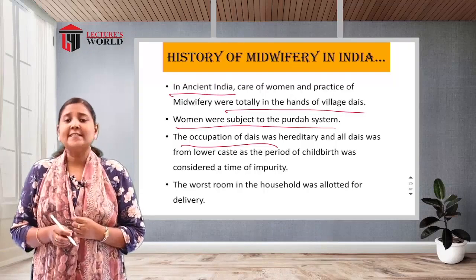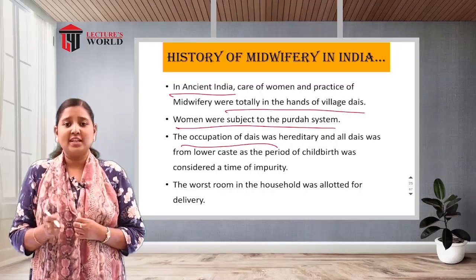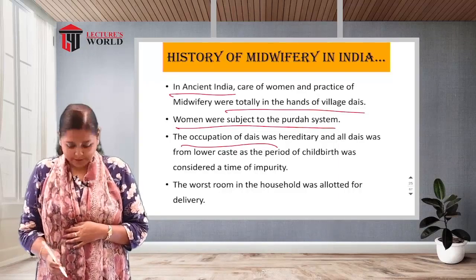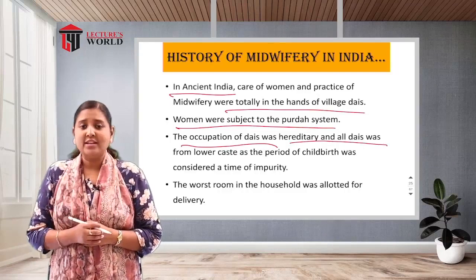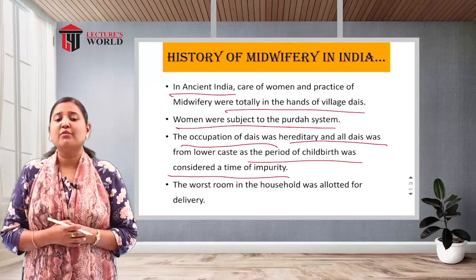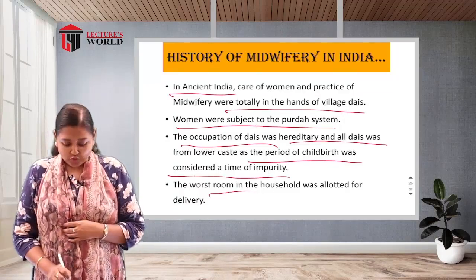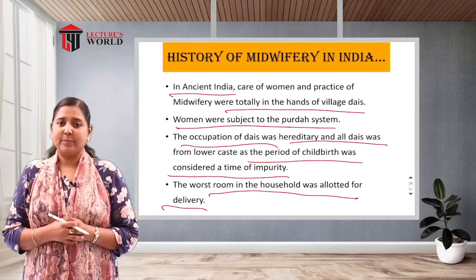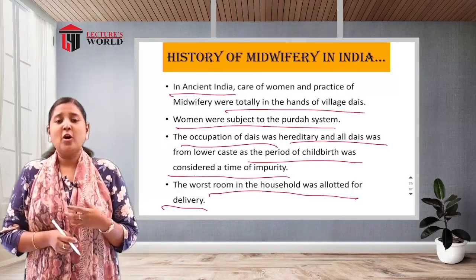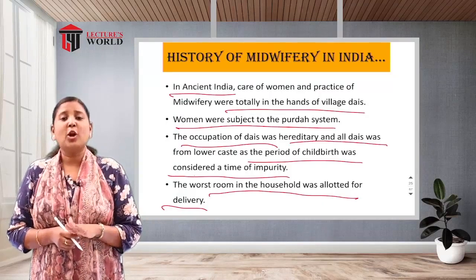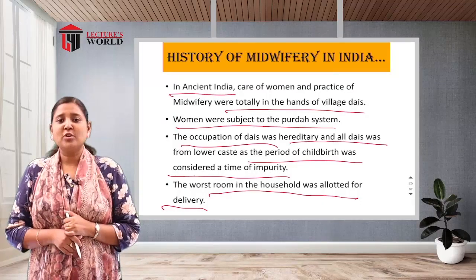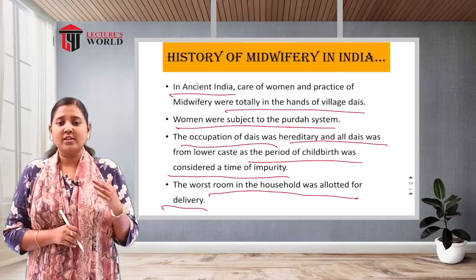Because they were considered an impurity, and even pregnancy and the delivery period were considered a period of impurity, this was done by hereditary lower caste dais. Childbirth was considered a time of impurity, and so the worst room in the household was allotted for the delivery. Even if the woman giving birth was a king's wife or a very rich person's wife, she would not be allowed to deliver in the house where they were living, but would be sent to a storeroom or an outer area.